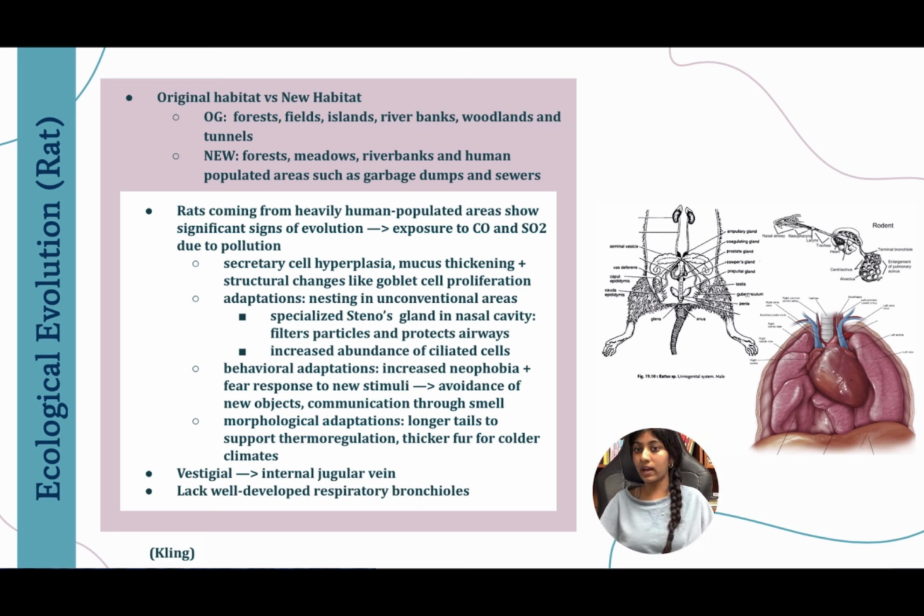Now, they also have an internal jugular vein, which is not that useful to the rats in their adult lives, but however, in the embryonic stage, the jugular vein helped increase blood flow in the embryo. They also unfortunately lack well-developed respiratory bronchioles.